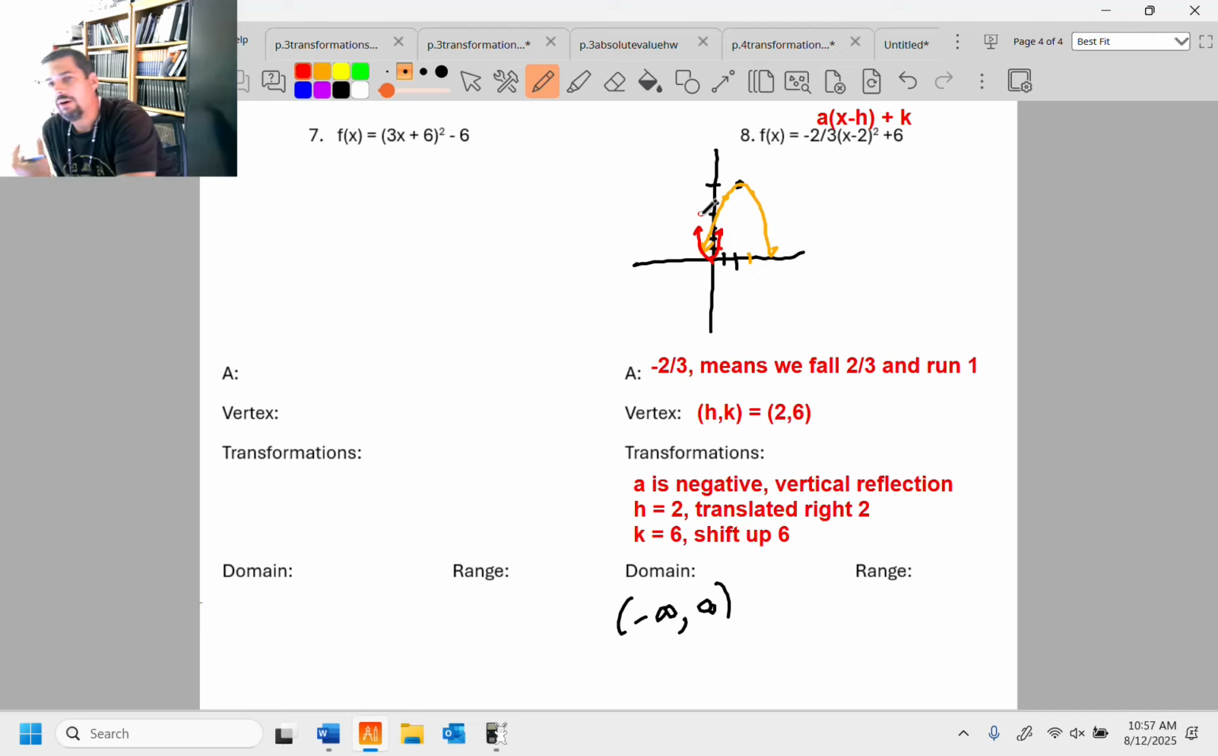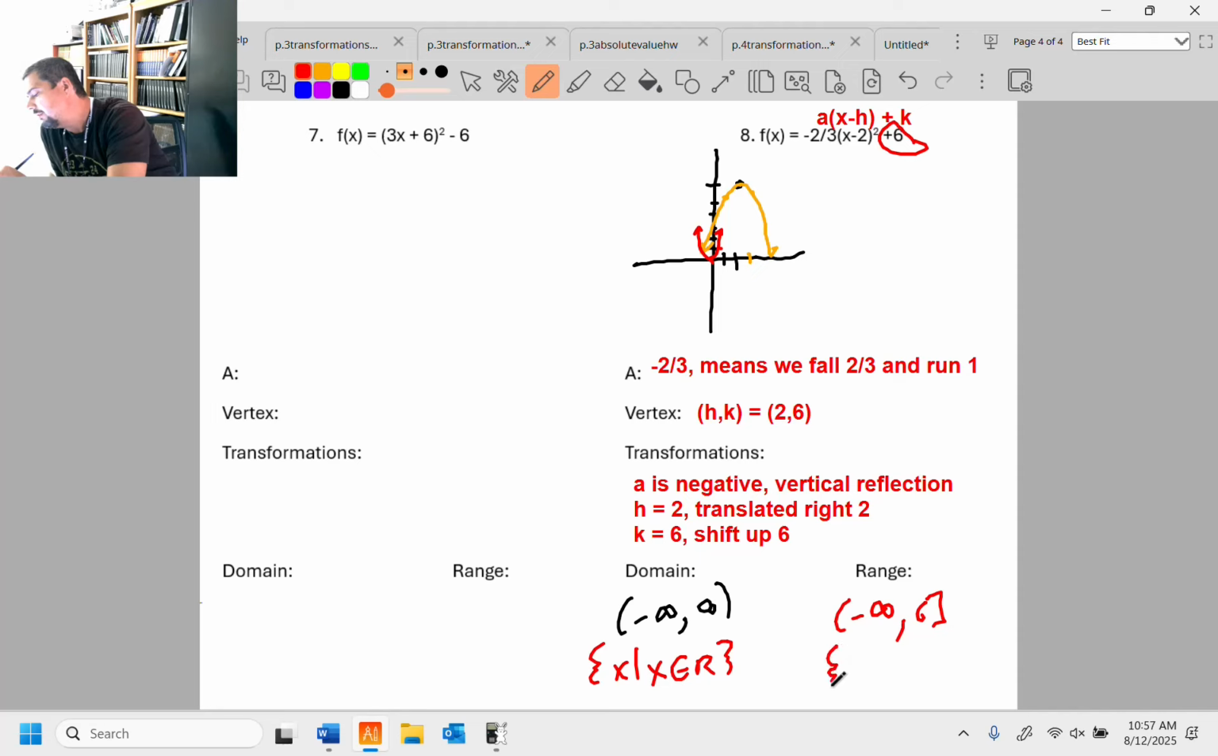Range, again, values of y, read from the lowest value to the highest value. And the lowest value is negative infinity, and the highest value is 6 with a bracket. And just because I haven't done it in a while, all values of x such that x is an element of the real. This one would be all values of y such that y is less than or equal to 6.